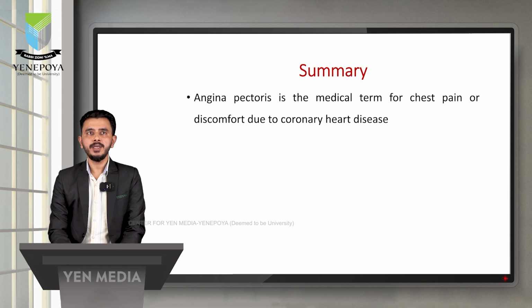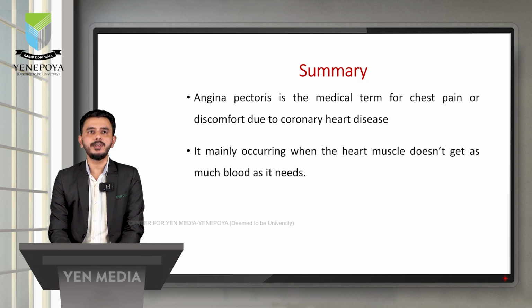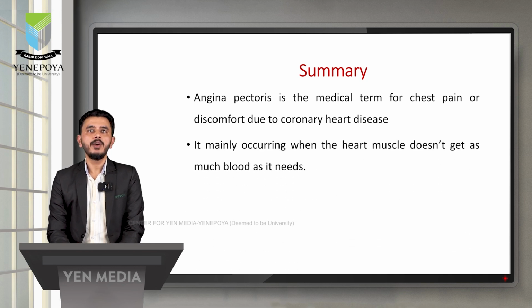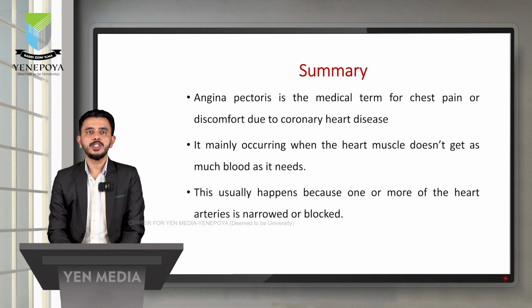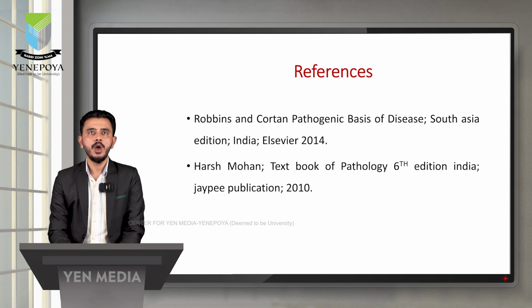These all are my summary. The first, what is angina pectoris? Angina pectoris is the medical term for chest pain or discomfort due to coronary artery disease. It mainly occurs when the heart muscle does not get as much blood as it needs. This usually happens because one or more of the heart arteries are narrowed or blocked.